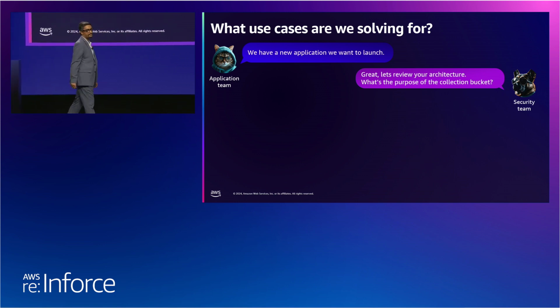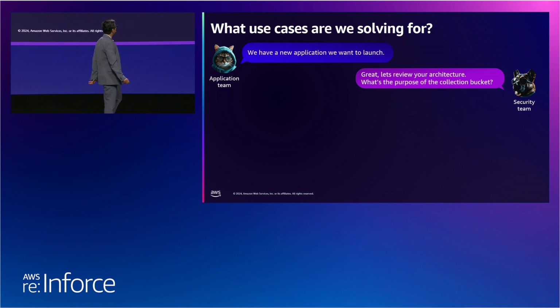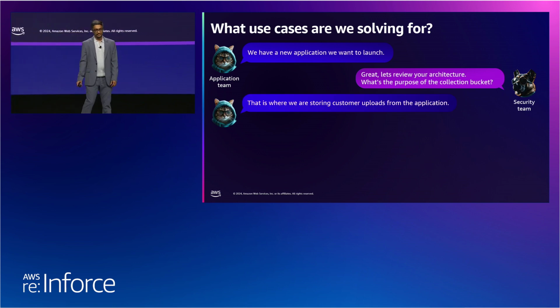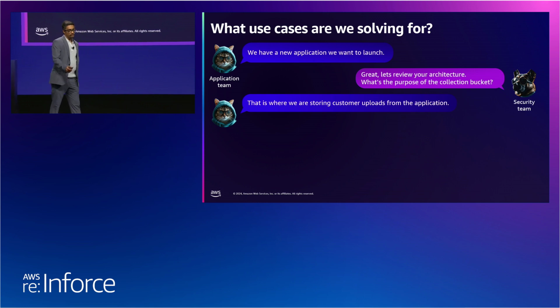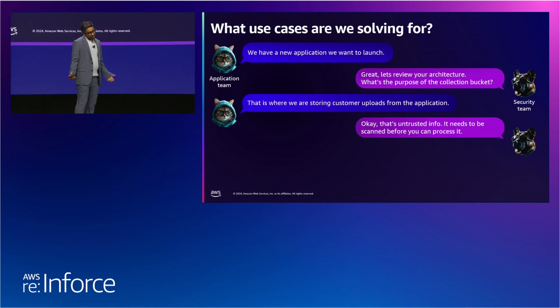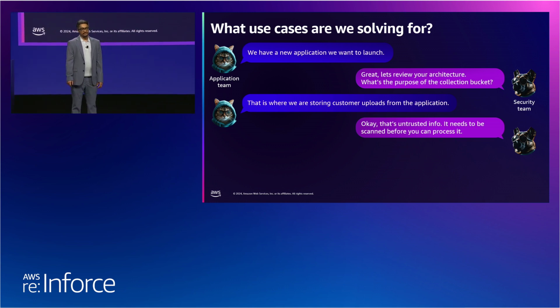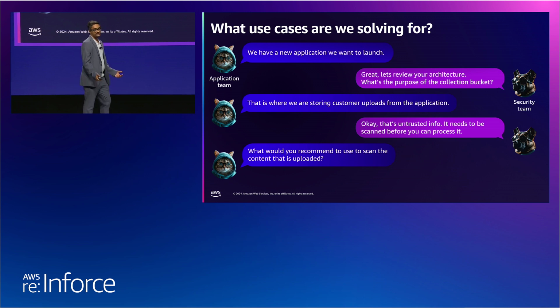So their response is, let's review the architecture and define the purpose of what will be the role of the collection bucket. The application team responds that they need to store customer uploads. Well, that's untrusted, as we all identified, and in that world, even dogs think so. And that's untrusted data, and it needs to be scanned before we process it. So the next question is obviously, what is the recommendation?